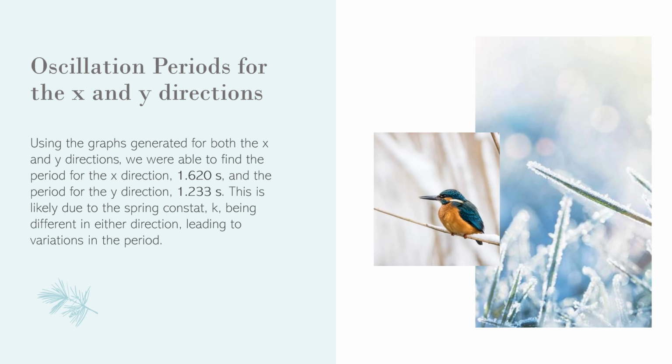Earlier, we noted that the formula for k, the spring constant, is equal to 4π²m over T squared. T, being the period, is different for x and y. Therefore, the spring constant is different for x and y, despite it being the same spring. This has some interesting implications on the properties of the spring itself, and this means that the variations in period are due to the physical properties of the spring.